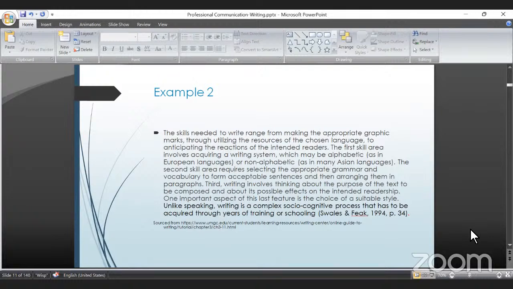It's the same paragraph, right? The one that you just read. But what did you see? The first sentence has now gone to the end of the paragraph. Unlike speaking, writing is a complex socio-cognitive process that has to be acquired through years of training or schooling.